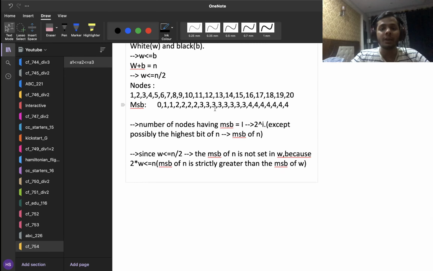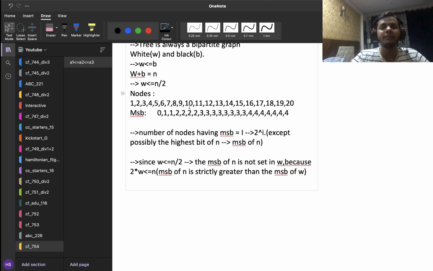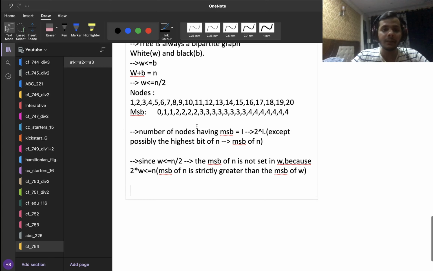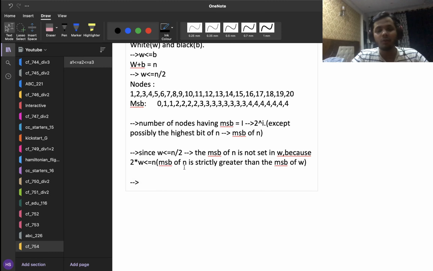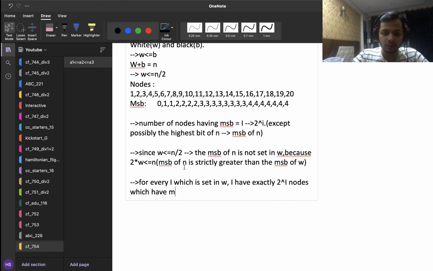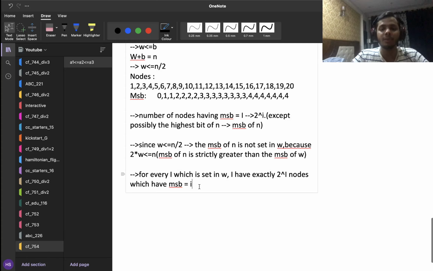Great. And according to my previous observation, for all I from 0 to MSB of n minus 1, I know that there are exactly 2 raised to the power I nodes which have MSB equal to I, right? So what happens here is that for every I which is set in W, I have exactly 2 raised to the power I nodes which have MSB equal to I. And that is the most crucial observation in this problem.